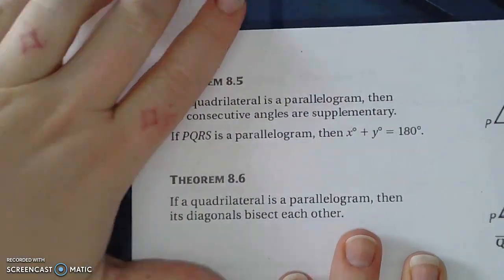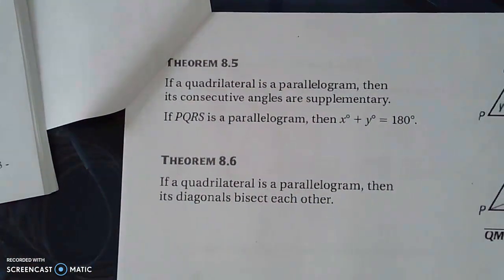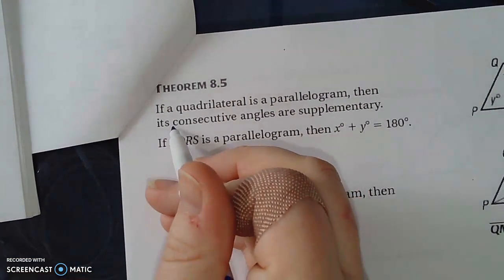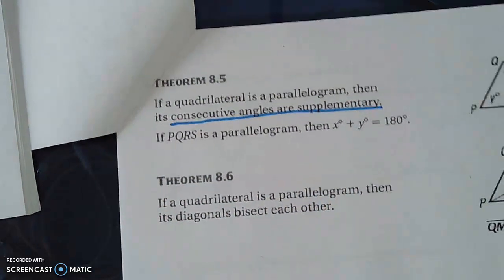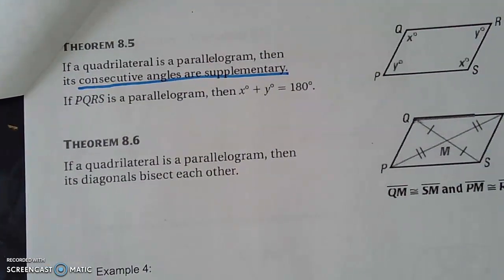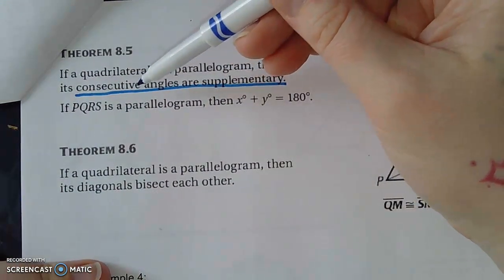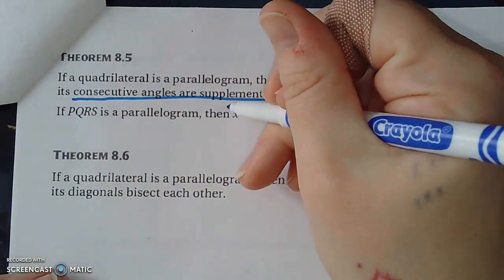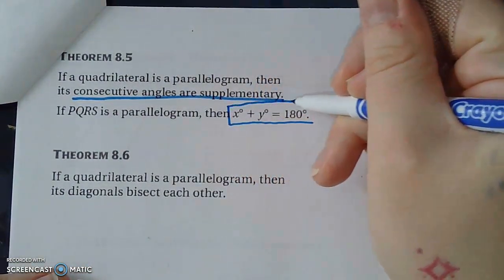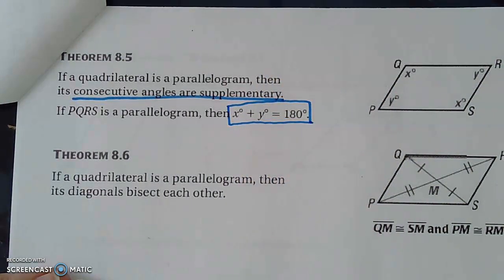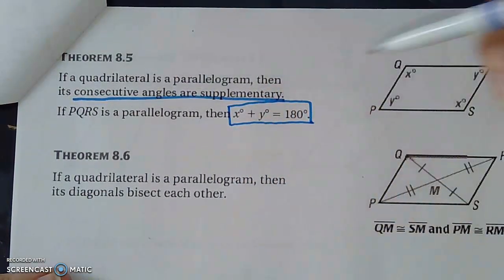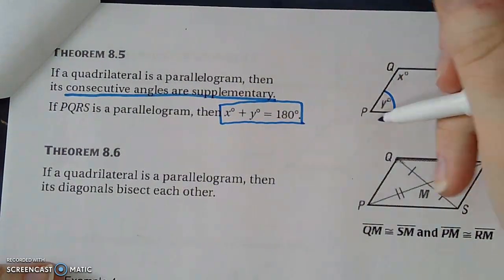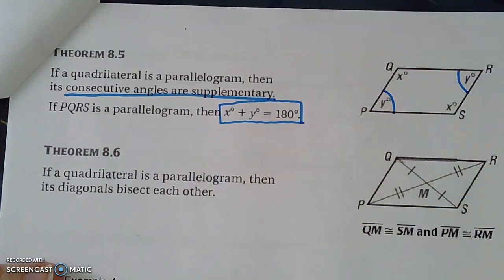Okay. So theorem 8.5, if a quadrilateral is a parallelogram, then its consecutive angles are supplementary. Now, consecutive angles, you could think of them as the opposite of when we were saying opposite angles. There is an equation here to help us visualize what that means. So consecutive angles, if I'm talking about angle P, what I learned on the last page is that angle P is actually congruent to angle R.